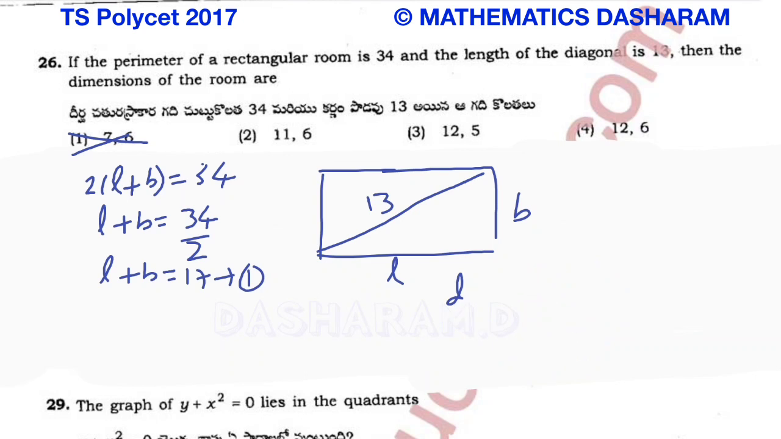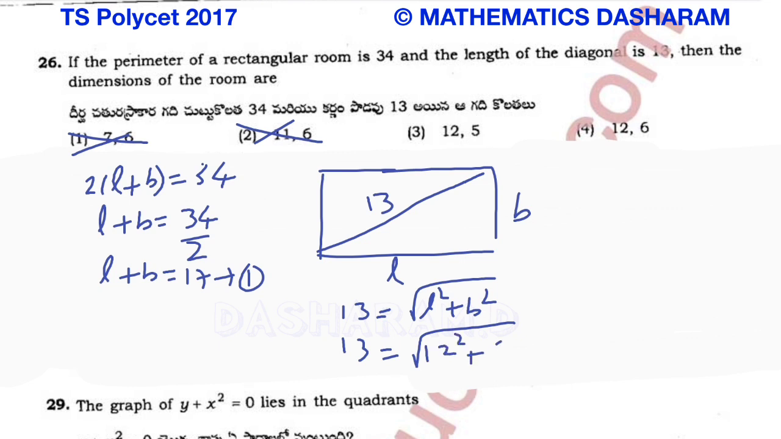So then go for the next option. 12 plus 5 is 17. But whether 12 and 5 will give the diagonal 13? See, what is the diagonal formula? Under root L square plus B square. So then 13 equals under root 12 square plus 5 square. 12 square is 144.